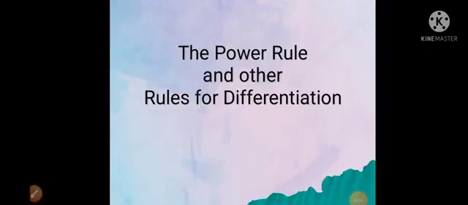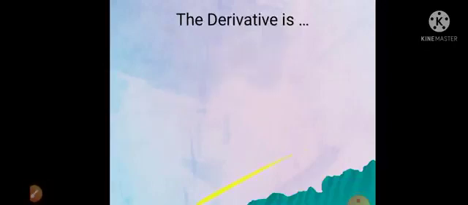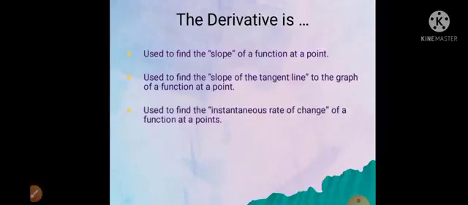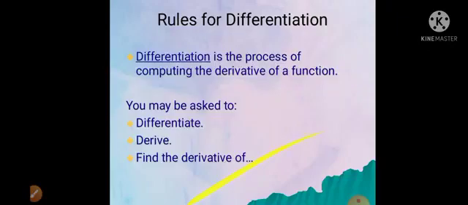The power rule and other rules for differentiation. The derivative is used to find the slope of a function at a point, to find the slope of the tangent line to the graph of a function at a point, and to find the instantaneous rate of change of a function at a point. Rules for differentiation. Differentiation is the process of computing the derivative of a function.